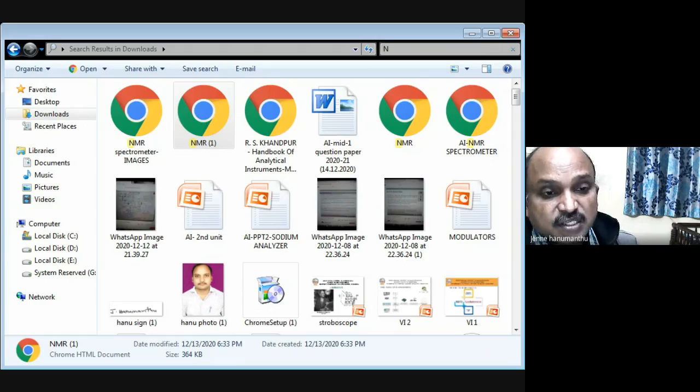And the readout system may be a computer or any other device, a computer that analyzes and records the data. Okay, and this is about your NMR. I will show you other slides which will be useful for your study.